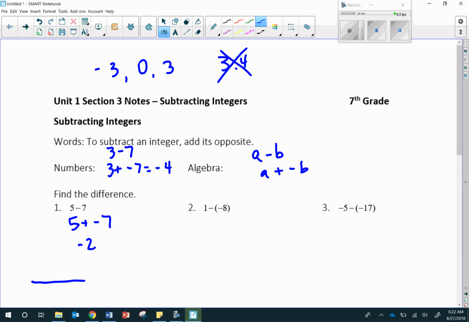You can also think about this visually on a number line. If you start at 5, if you take away 7, you're going to hop back to 0, take away 5, you still have 2 more to take away, landing on negative 2.